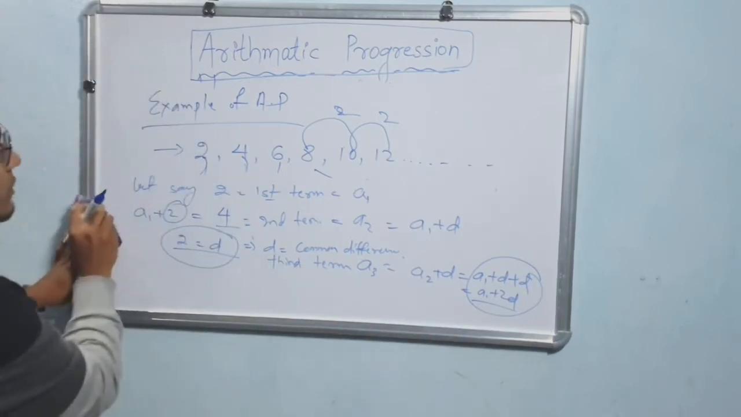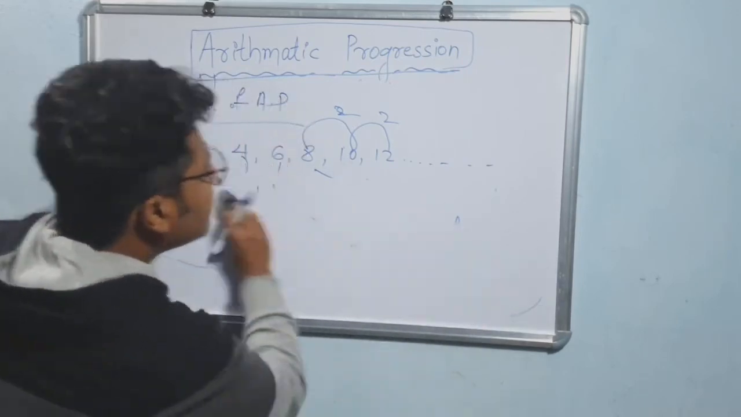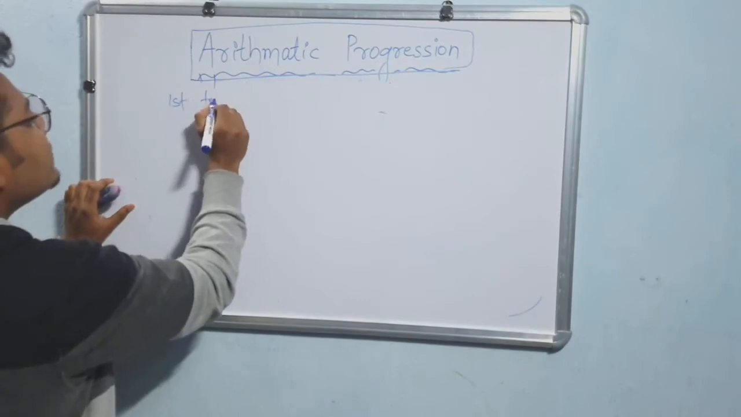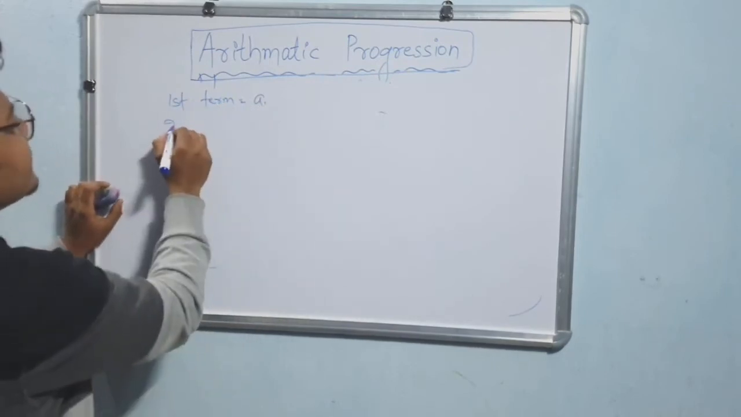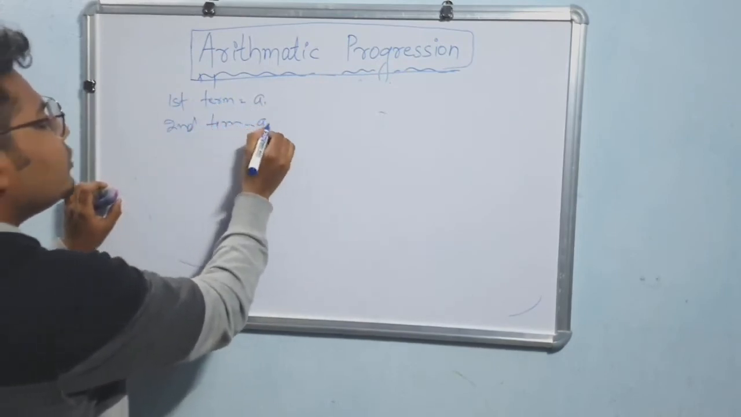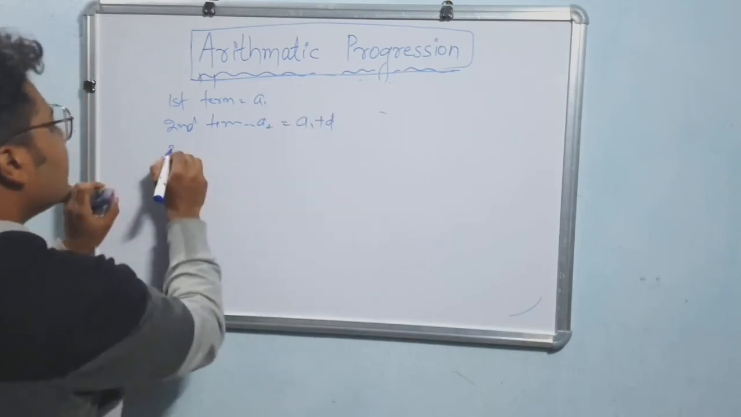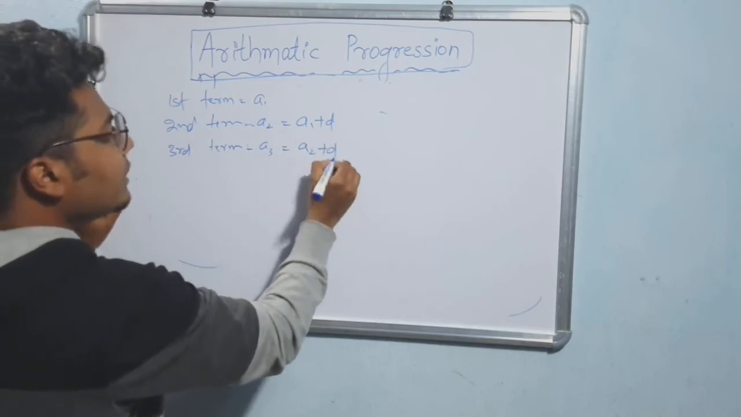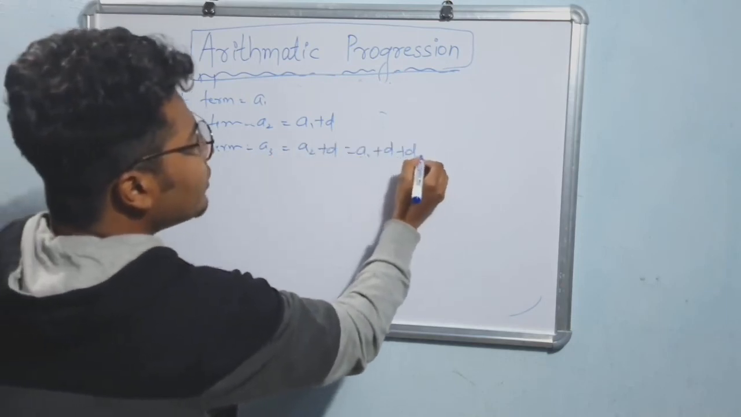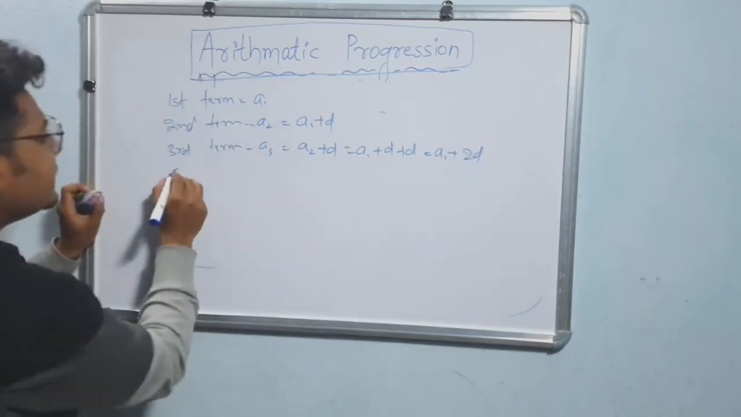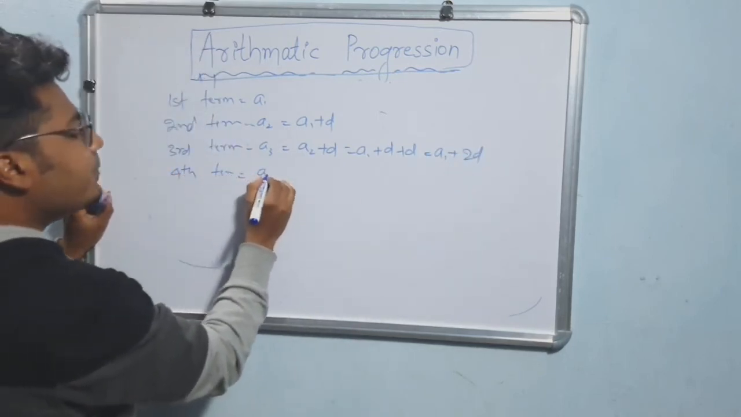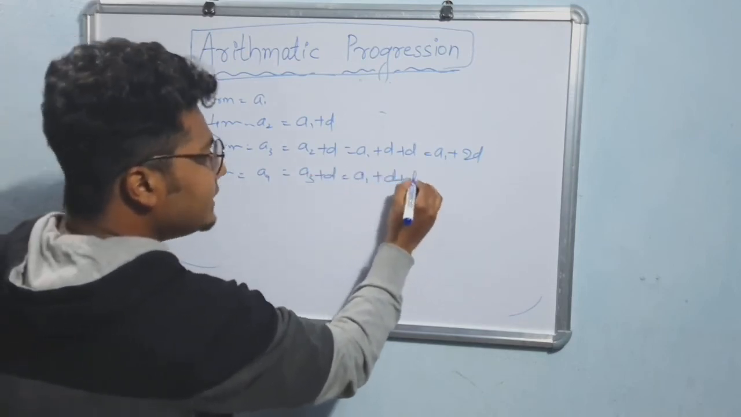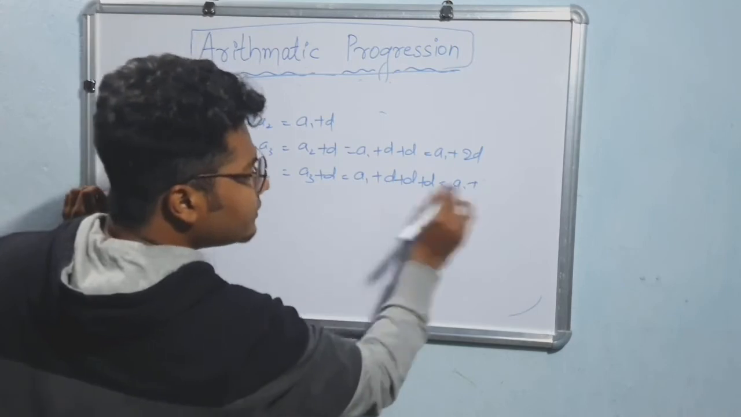Let's say the first term is A1. The second term is A2, which is A1 plus D. The third term is A3, which is A2 plus D, or A1 plus D plus D, or A1 plus 2D. Similarly, the fourth term is A4, which is A3 plus D, or A1 plus D plus D plus D, which is A1 plus 3D.